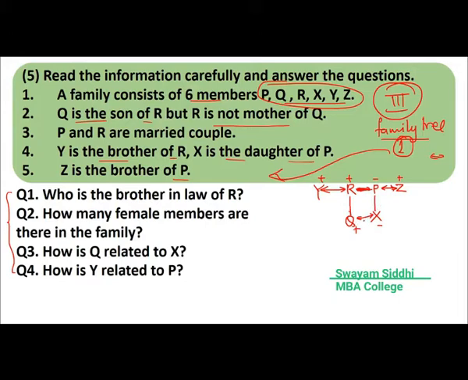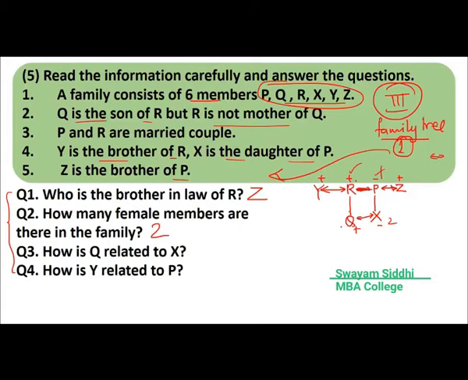Who is the brother-in-law of R? This is R. What is brother-in-law? Brother-in-law means wife's brother. So answer is Z, okay? How many female members are there in the family? This is 1. This is 2. There are 2 female members.